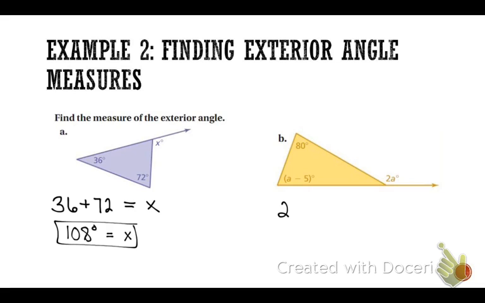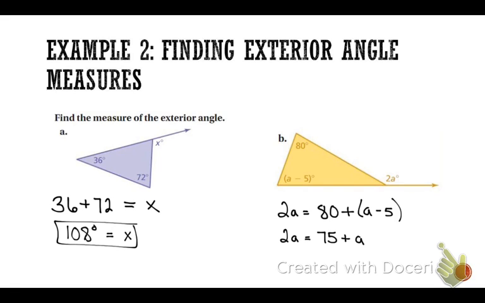But now I get over here to this next one, and it's a little different, but the concept is still the same: my exterior angle equals the sum of the two non-adjacent interior angles. So here's my exterior, 2a, equals the sum of 80 and a minus 5. Are there any like terms on the right side that I can simplify? What's 80 minus 5? Okay, so 2a equals 75 plus a.